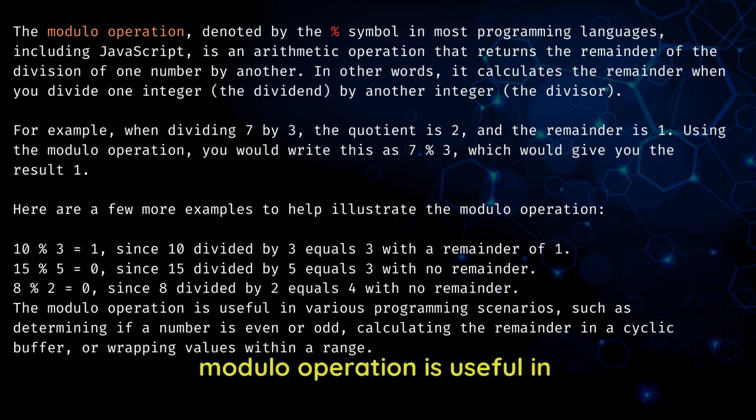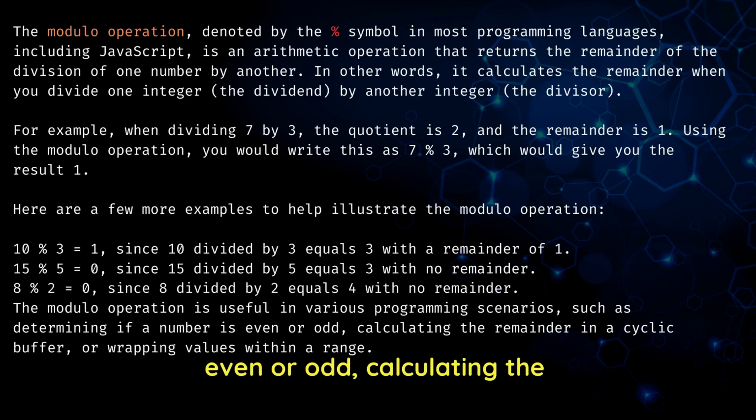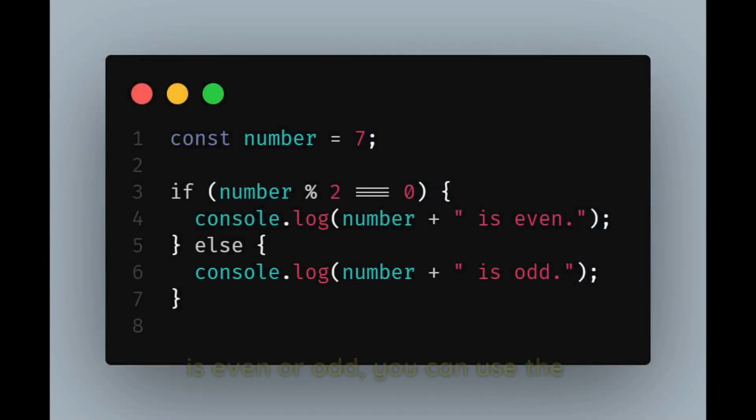The modulo operation is useful in various programming scenarios, such as determining if a number is even or odd, calculating the remainder in a cyclic buffer, or wrapping values within a range. For example, to check if a number is even or odd, you can use the modulo operation with 2 as the divisor. In this example, the output would be 7 is odd.